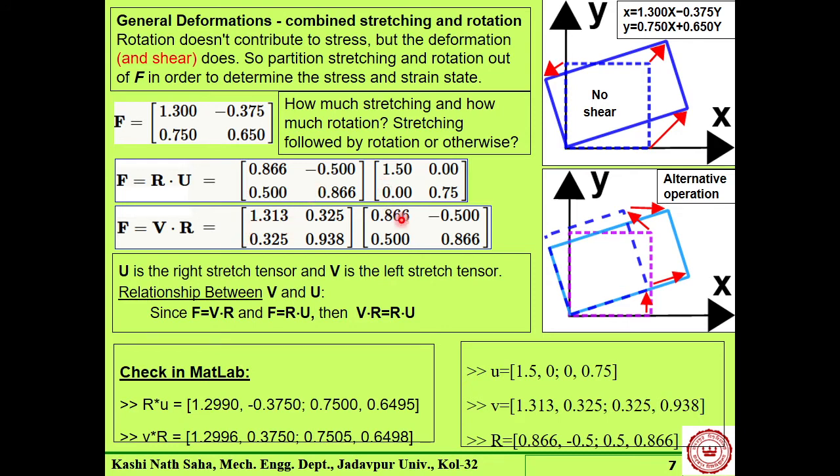This multiplication you can carry out in MATLAB very easily. Define these two matrices, and this multiplication will give you this value. This is what we are getting, same thing almost. So this U is the right stretch tensor, as it is known, and V is the left stretch tensor. This is true for the 3D strain field as well, the displacement strain field.